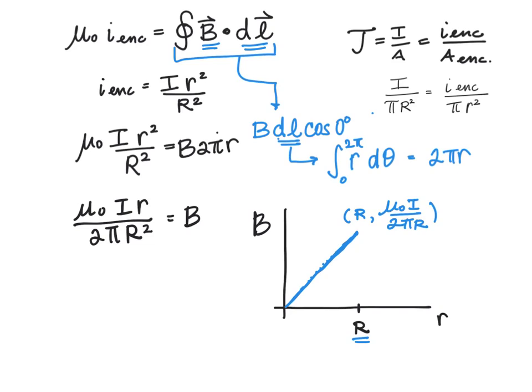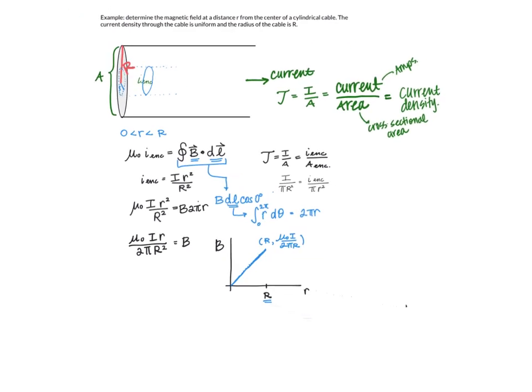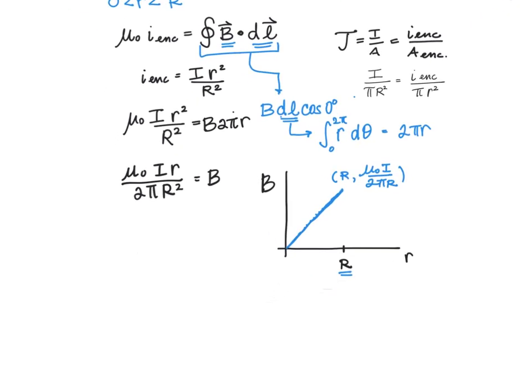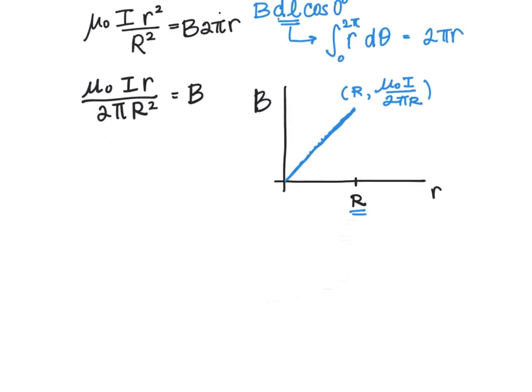Now, outside of the current carrying wire radius R, the whole current is included. And just like for a sphere of charge, or a hollow conductor of charge, or a point charge, the electric field outside was the same as the electric field of a point charge, because no matter the distribution shape, the charge enclosed was equivalent in both cases. The same holds true for outside of our cable.